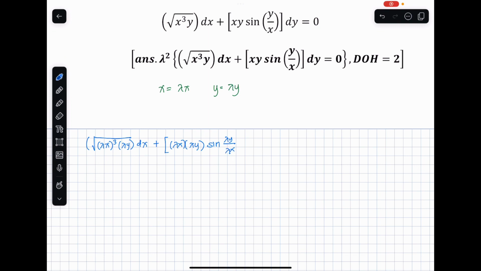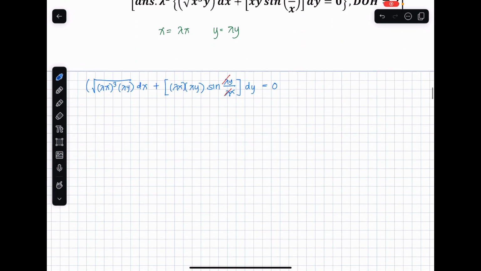So all x and y's should be transformed into lambda x or lambda y. We should not leave any x and y without substituting lambda x or lambda y. After doing that, we can observe that in this case lambda can be cancelled out, so we leave that as is.